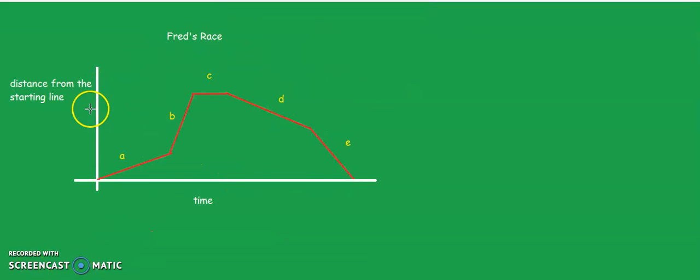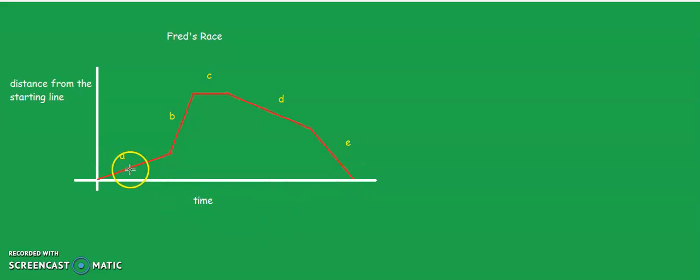Let's be a little bit more specific with the distance. The distance that we're measuring is the distance from the starting line. At this point right here, the distance from the starting line is 0. That means he's right at the starting line. And at the end of the race, the distance is still 0. So that means the race was a loop. He ran a loop in a circle, because the distance from the starting line at the beginning was 0 and at the end of the race it was still 0. So he went a certain distance, and he came back to the starting line, which was also the finish line.